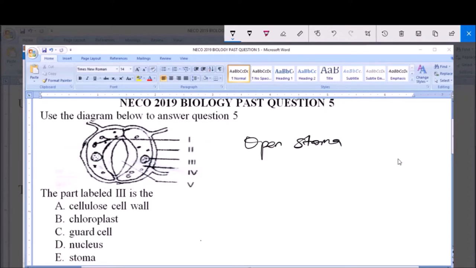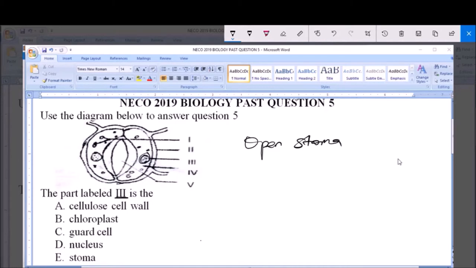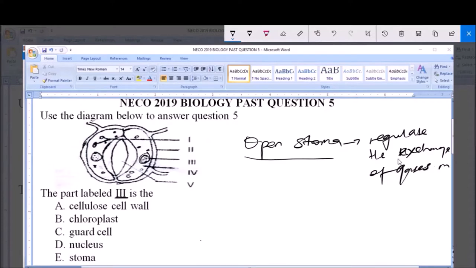The question says the part labeled 3 is the, now this is the part labeled 3, let's trace it. A says cell wall, B says chloroplast, C says guard cell, D says nucleus, and E says stoma. Like we know, the stomata regulates the exchange of gases in plants. When it opens, gases are exchanged, and when it closes, no gases are exchanged. So this is an open stoma because the stomata pore is open.